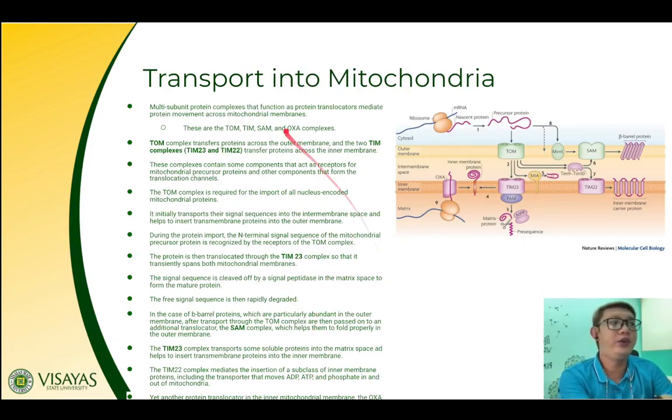So this is how proteins are transported into the mitochondria. They have multi-subunit protein complexes that function as protein translocators and mediate movement across mitochondrial membranes. These are the TOM, TIM, SAM, and OXA complexes. The TOM complex transfers proteins across the outer membrane. The two TIM complexes, TIM23 and TIM22, transfer proteins across the inner membrane. If you notice here, the TOM is found in the outer membrane, and TIM23 and TIM22 at the inner membrane of the mitochondrion. So again, this is a double membrane component.